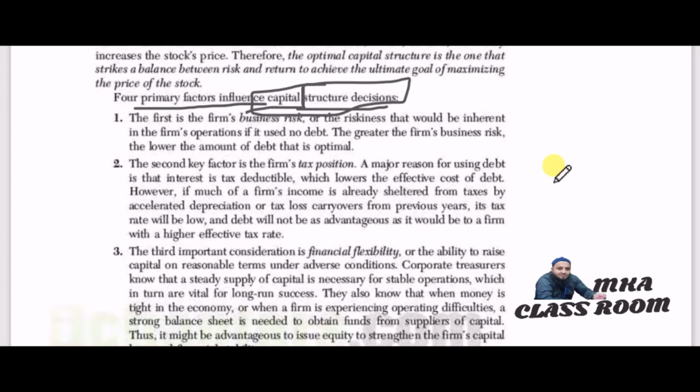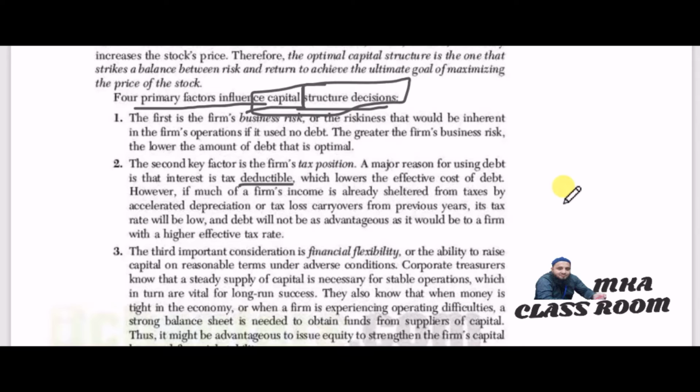The second key factor is the firm's tax position. A major reason for using debt is that interest is tax deductible. Interest on debt is tax deductible, which lowers the effective cost of debt. However, if most of a firm's income is already sheltered from taxes by accelerated depreciation or tax loss carryovers from previous years, its tax rate will be low and debt will not be as advantageous as it would be to a firm with a higher effective tax rate.